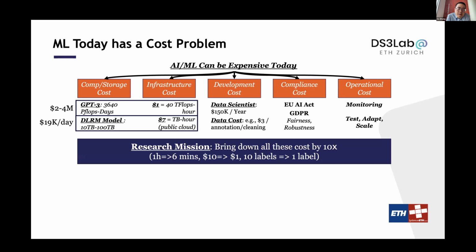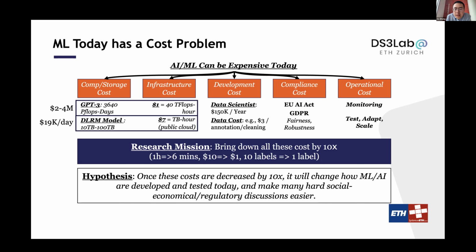The key research mission of my group is to try to bring this down by 10 times. We want to bring what used to take 1 hour to 5 minutes, what used to take 10 labels to 1 label. The key hypothesis of our group is that once those costs have decreased by one order of magnitude, it will change how people build those applications. Although it won't solve all the problems of mass democratization of machine learning, it's going to make some very hard discussions on the socioeconomic and regulation side much, much easier.